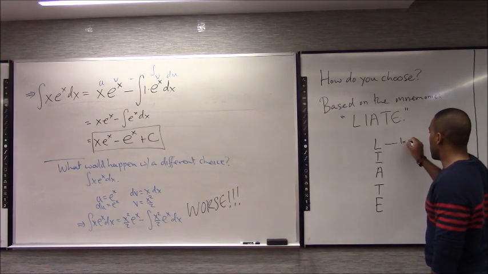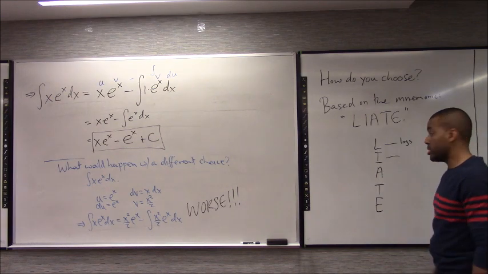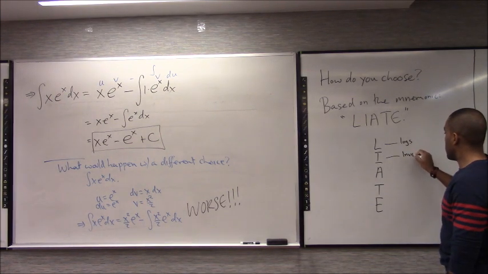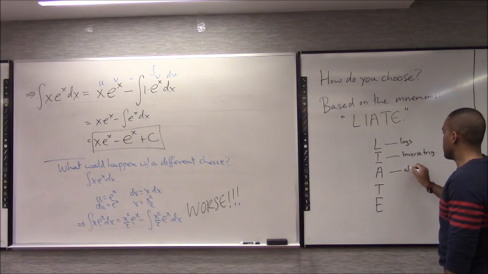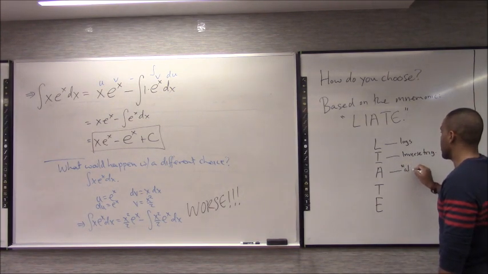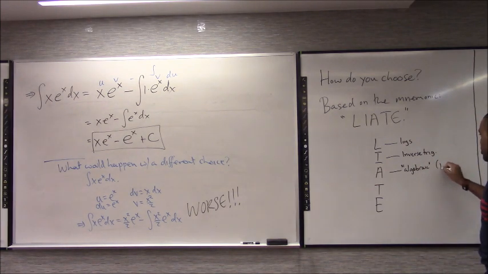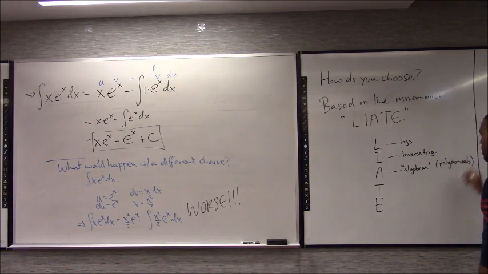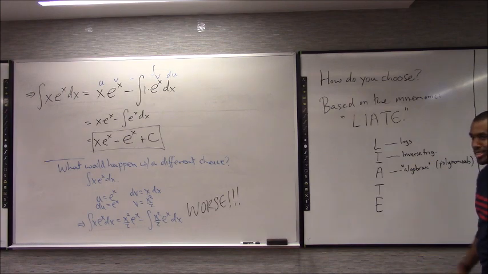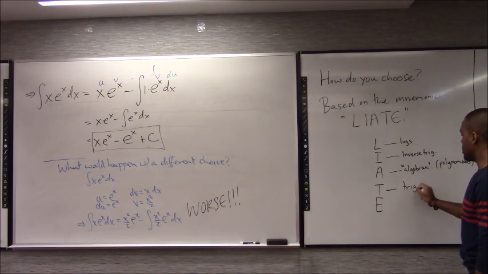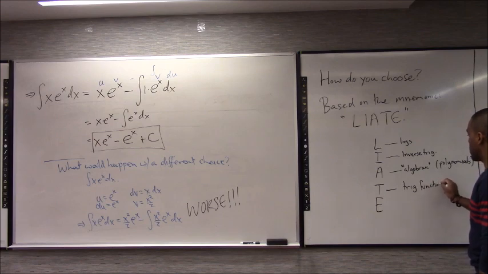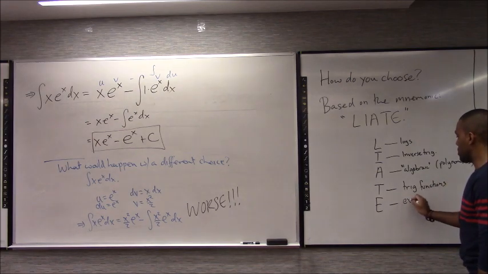L stands for logs, logarithmic functions. I stands for inverse trig functions. A stands for, quote, algebraic. But by algebraic, we really mean polynomials. But the P doesn't really roll off the tongue, you know what I mean? So for A, T stands for trig functions, and E stands for exponential functions.